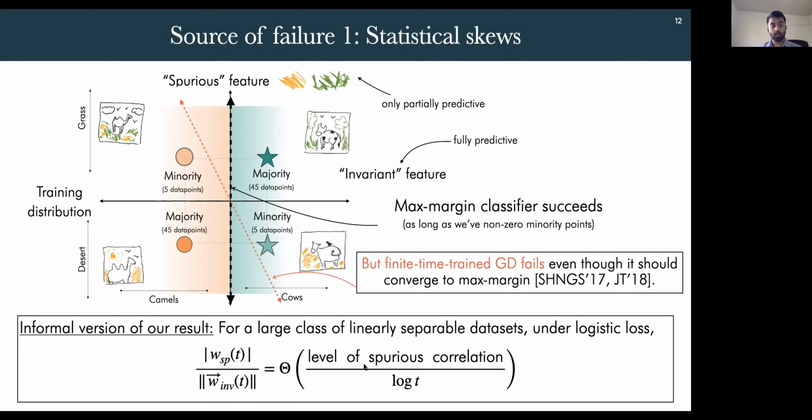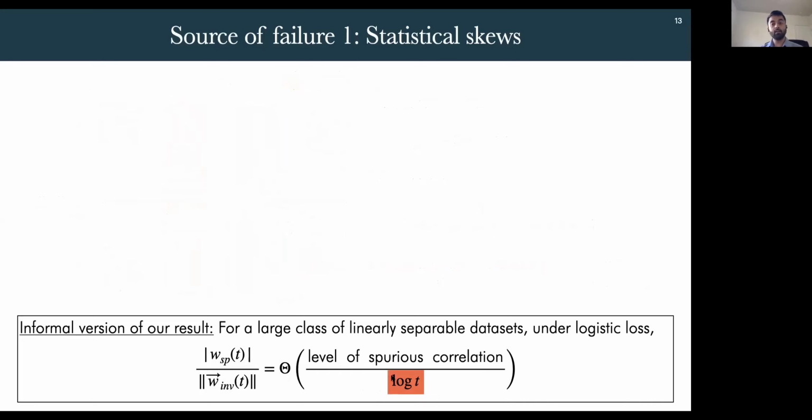So let's look at the numerator here. What this numerator tells me is that when t goes to infinity, this quantity will become 0, which makes sense because, like I said, when t goes to infinity, you get to the max margin classifier, and the max margin classifier does not use the spurious feature. What's more interesting here is that this is a very slow convergence rate. The denominator here is not a t or a t square, which is what you would expect for some reasonable rate of convergence, but this is a log t.